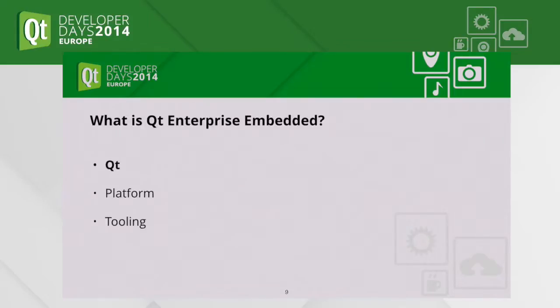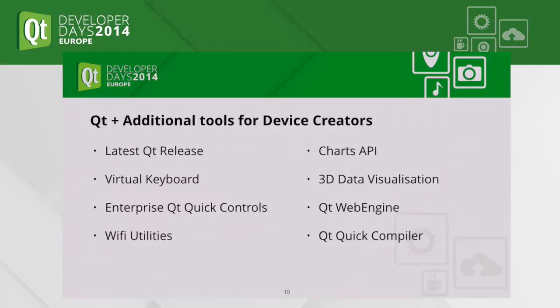So that's where we have our solution, which we're calling Qt Enterprise Embedded. And this actually consists of three main things: the Qt, the platform, and the tooling. So to start with, Qt itself, which most of you should be familiar with, that's included in this. This would be the most up-to-date, or the current release of Qt, so whatever the latest Qt release is. In this particular instance, this is Qt 5.3.2, soon to be Qt 5.4.0.